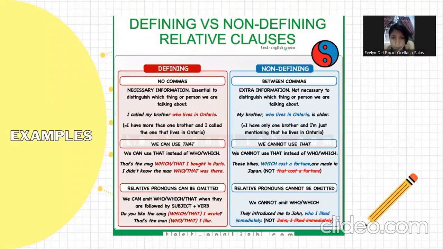Example, defining versus non-defining relative clause. In defining clauses, there are no commas, and the information is necessary, essential to distinguish which thing or person we are talking about. Example: I called my brother who lives in Ontario. We can use that instead of who or which. Example: That's the mug which or that I bought in Paris. I didn't know the man who or that was there.